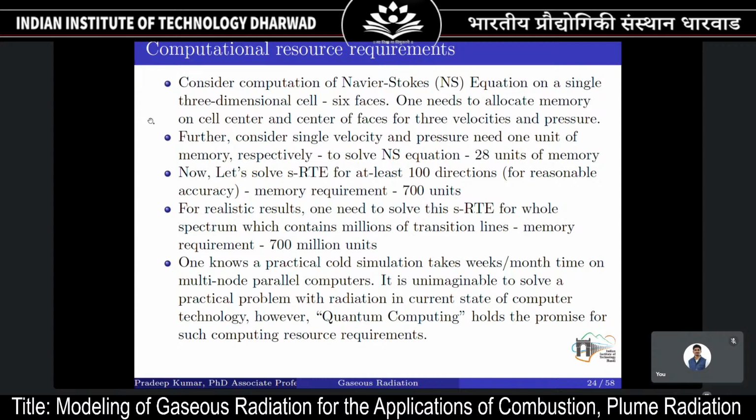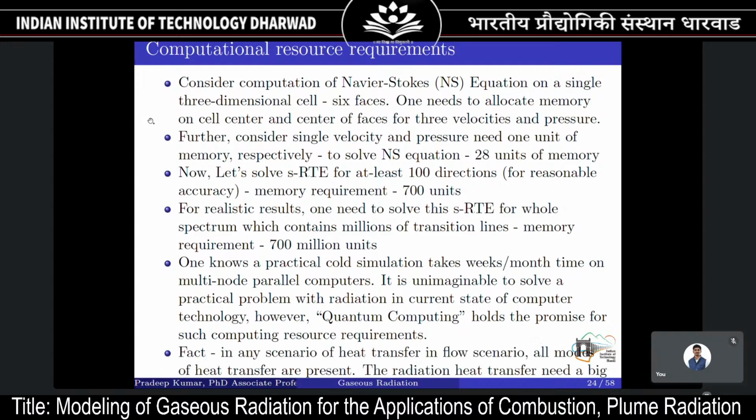People are saying quantum computing can hold this promise, but I am not able to say this. I put the word here, it is a jargon, you may figure it out. But the fact is that in any scenario of heat transfer in a closed situation, all modes of heat transfer are present, and heat transfer needs big consideration.